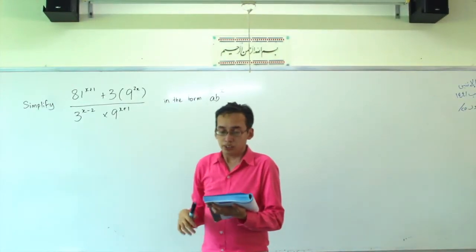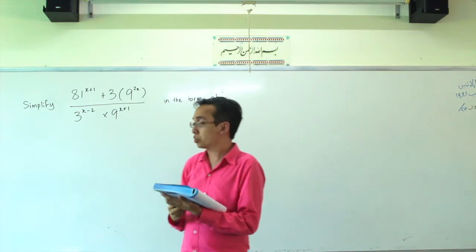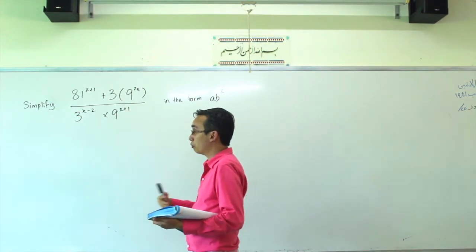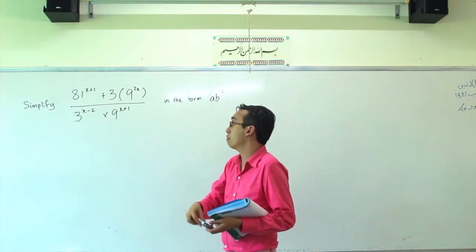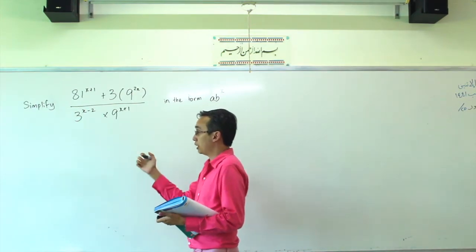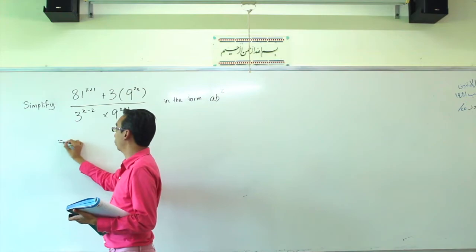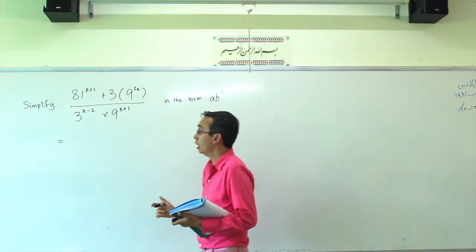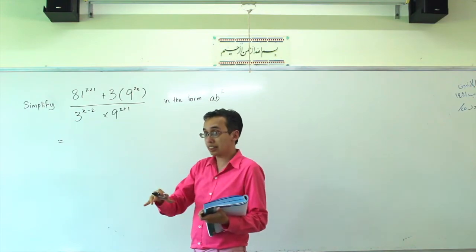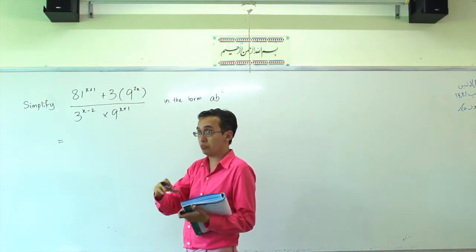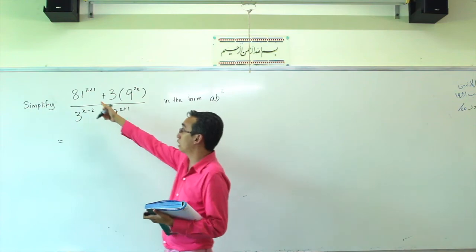Okay, so it looks daunting at first. What we can do is work with the laws that we learned in AMath and see where we can go from there. So for the first part, let's look at the numerator. What can we do with the numerator? In AMath, we learned that 81 to the power of x multiplied by 81, we can combine the powers. We add the powers together.